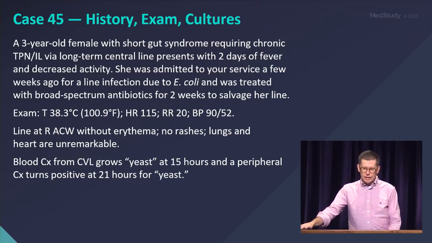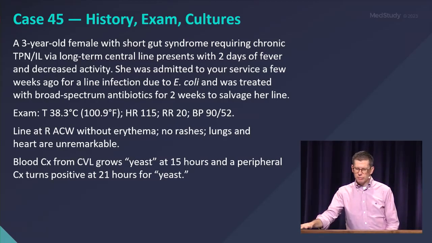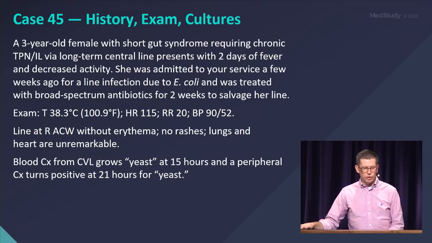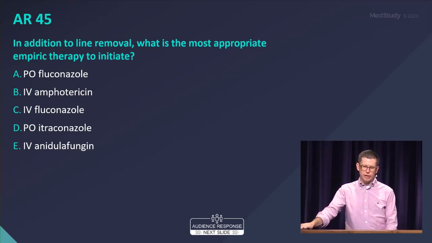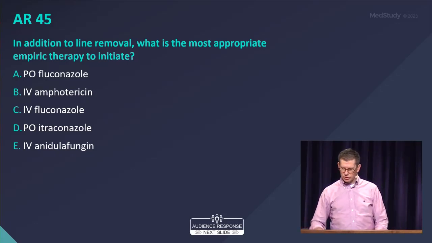On exam, temperature is 100.9, heart rate of 115, respirations 20, and blood pressure 90/52. The line is at the right anterior chest wall without erythema. There are no rashes, lungs and heart are unremarkable as well. A blood culture from the CVL grows, quote, yeast at 15 hours, and a peripheral culture turns positive at 21 hours for yeast also. In addition to line removal, what is the most appropriate empiric therapy to initiate? A, PO fluconazole, B, IV amphotericin, C, IV fluconazole, D, PO itraconazole, or E, IV anidulafungin.